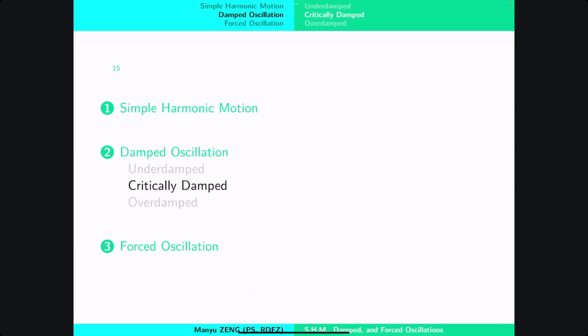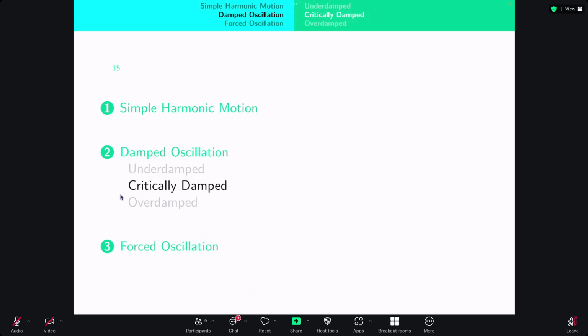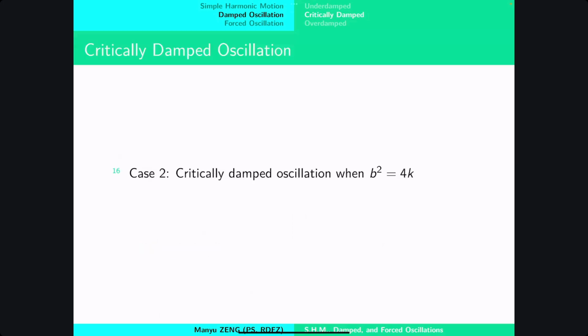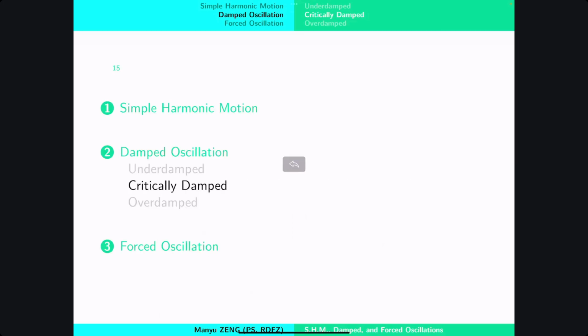But in other cases, like critically damped or overdamped, it cannot do this. Let's see why. In the critically damped case, what does critical mean? It means the boundary condition between two cases.